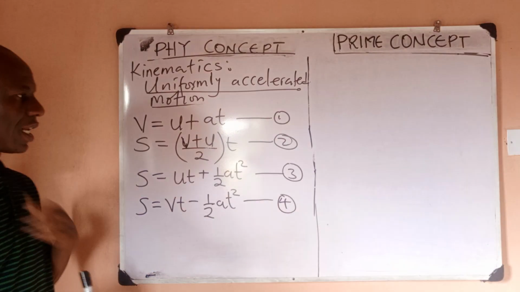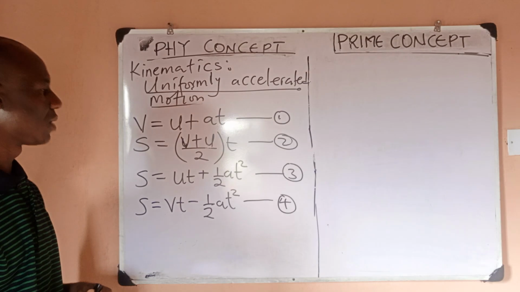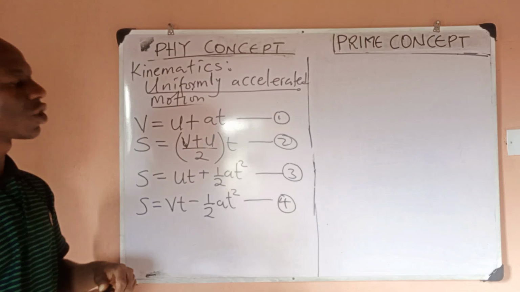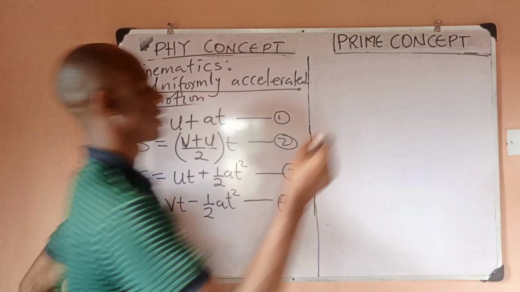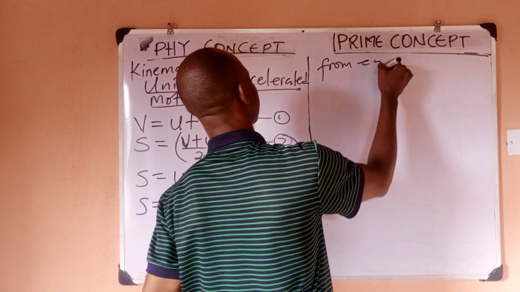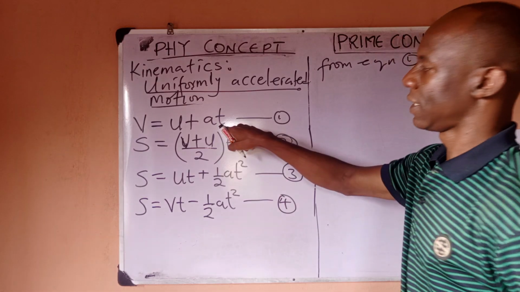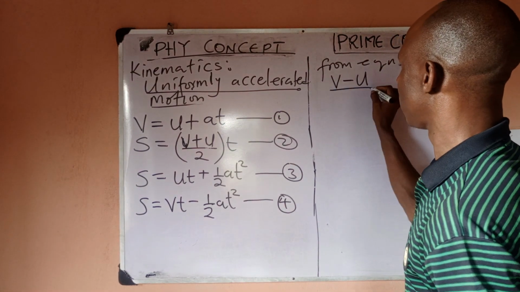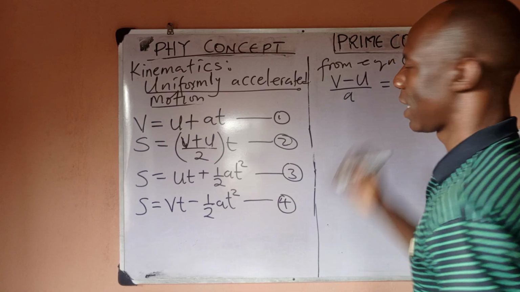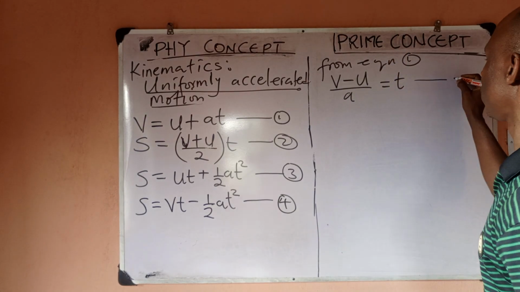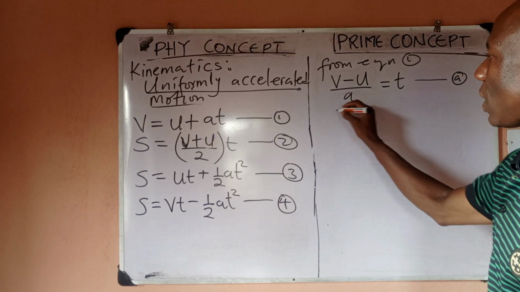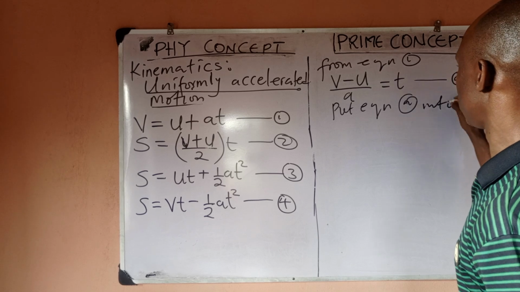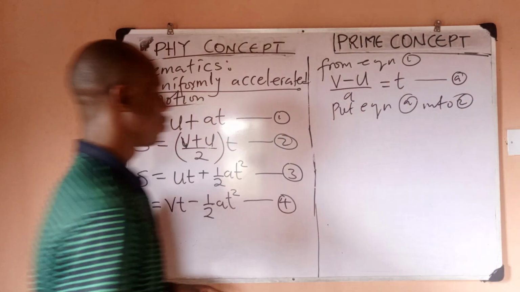Now, to derive the last one, of course, there are different ways to do that. So let's go through one of the methods of doing this. From equation 1, let's make time the subject. If we make t the subject, you would see that you have (v - u) divided by a, and this will be equal to time. Let me call this equation A. So I would say put equation A into equation 2.